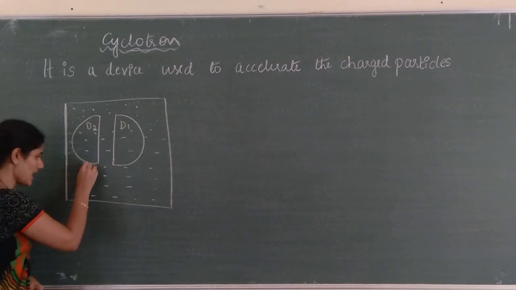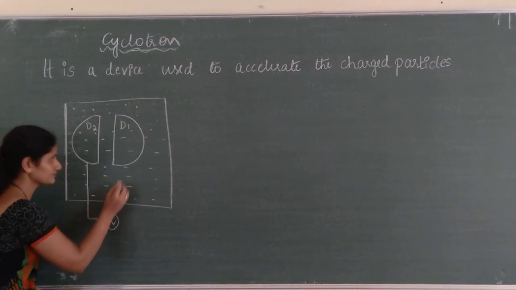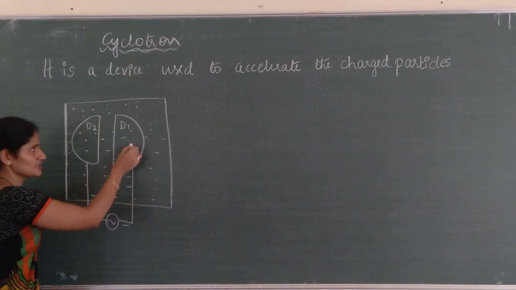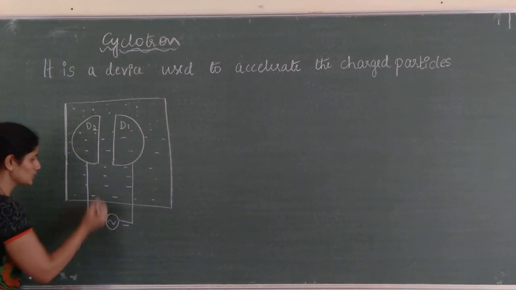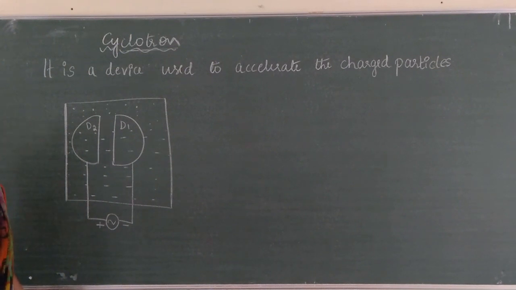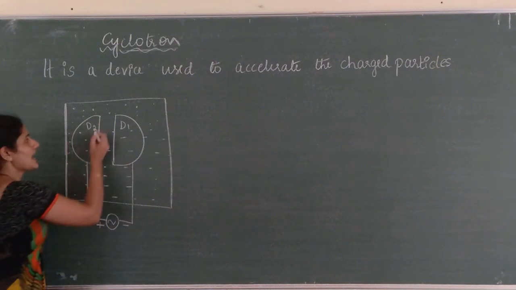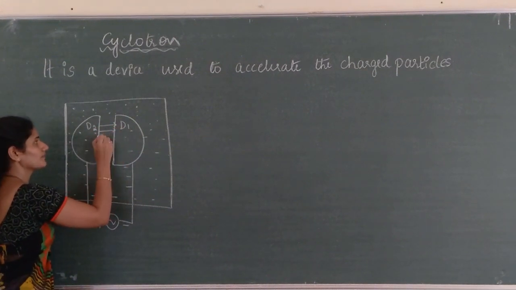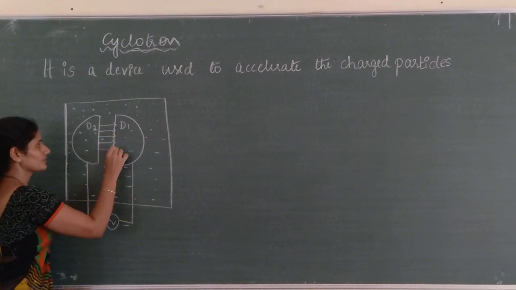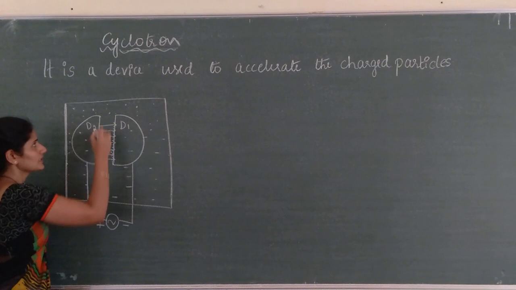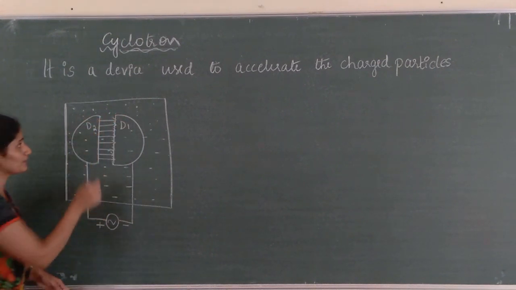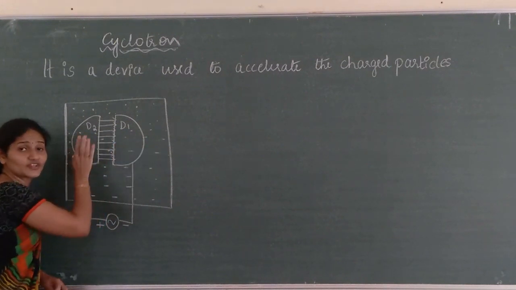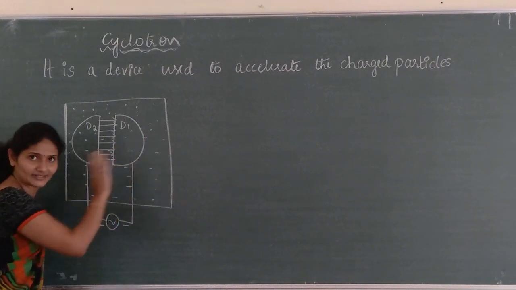So these two Ds are connected to an oscillator. One D is at negative potential, D1 is at negative potential at first, and D2 is at positive potential. So there is an electric field, and the electric field is directed from positive to negative. So this is the direction of electric field. Only between these two plates we have electric field. Inside this D1 and inside this D2 we do not have electric field, but magnetic field is there.